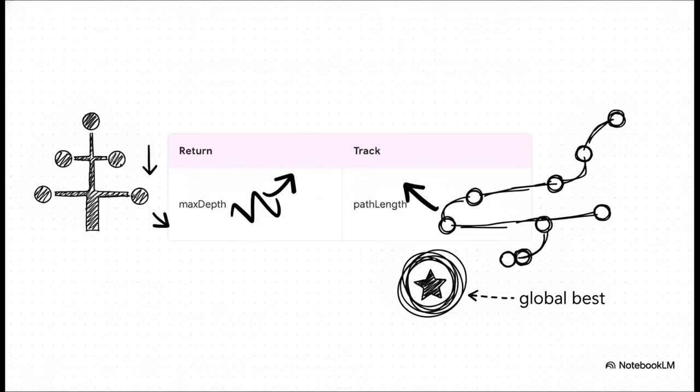On one track, we have what we return up to the parent, which is maxDepth. That's purely used so the parent can calculate its own depth. On the other track, we have what we monitor globally, path length. Every single time we visit a node, we calculate the path length through it, compare it against the global best so far variable, and then update that global variable if the new one is bigger. Then the individual node's path length is just discarded, and the function returns the max step upward.